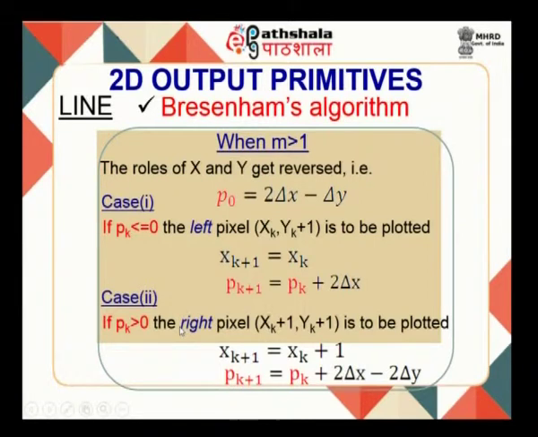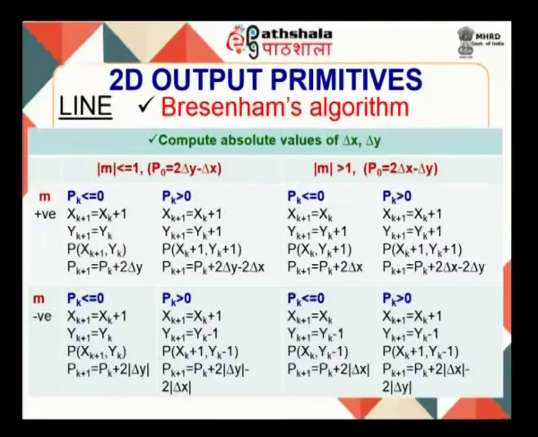We chose earlier the lower and the upper to indicate the y's, but here for the x values we have to compute, because the y's are incremented by 1 unit. We use the terms left and right to indicate x k and x k plus 1. So, the derivation goes similarly, and we end up with equations where the x's and y's just get interchanged. All the equations are summarized here for various cases, positive, negative and so on.